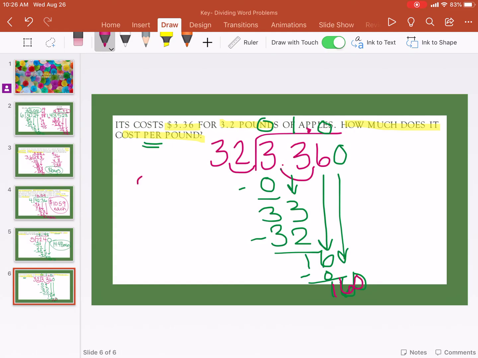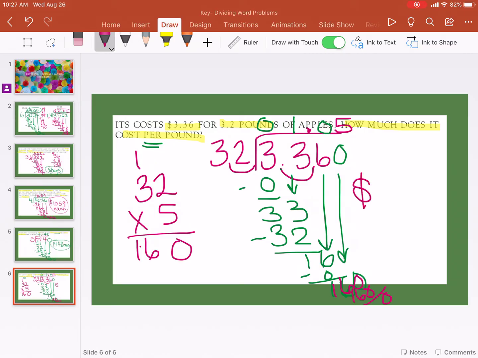We need to figure that out. So I'm going to try 5 and see where we go. 5 times 2 is 10. 3 times 5 is 15 plus 1 is 16. Woohoo! So that's going to be a 5, and that was 160. So it is, yes, $1.05 per pound. LB is pounds.